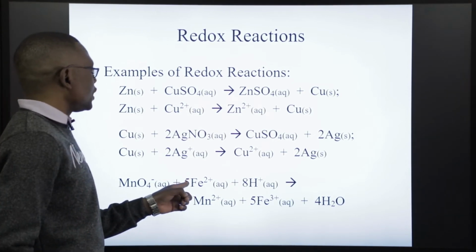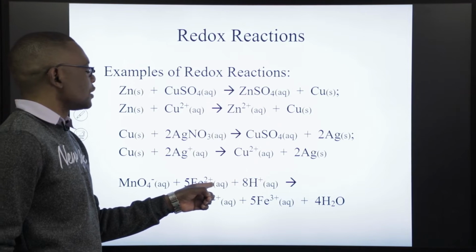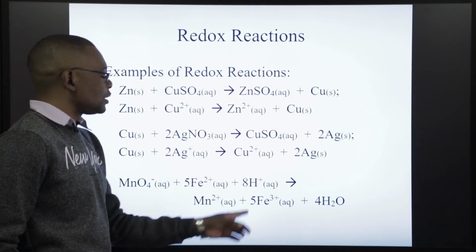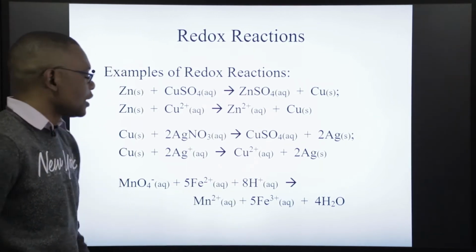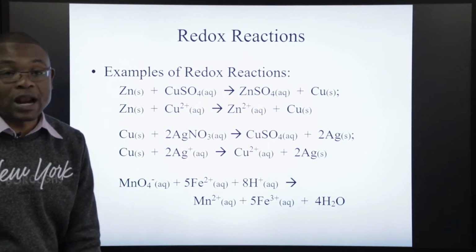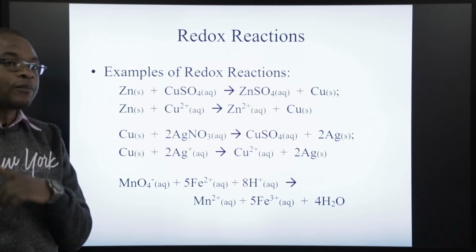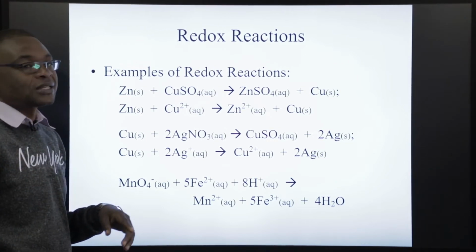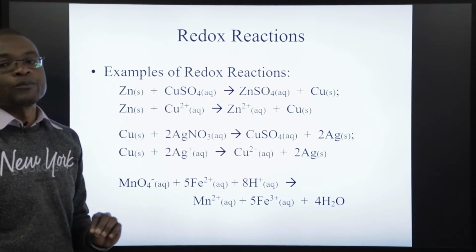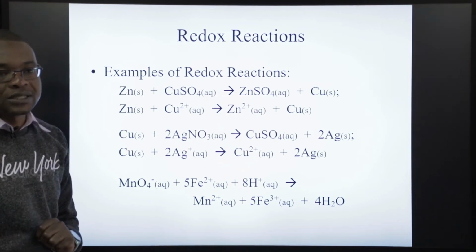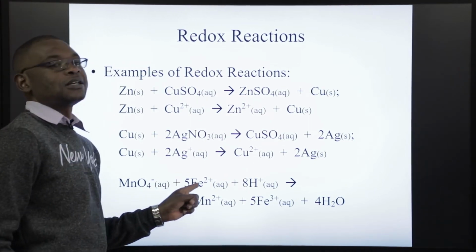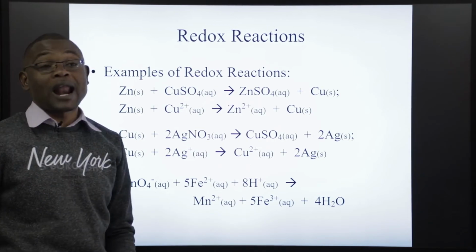So the ion here was Fe2+, but in our final product the ion is now Fe3+, meaning that each ion is going on to lose a further electron. That's why its oxidation state is increasing from +2 to +3.